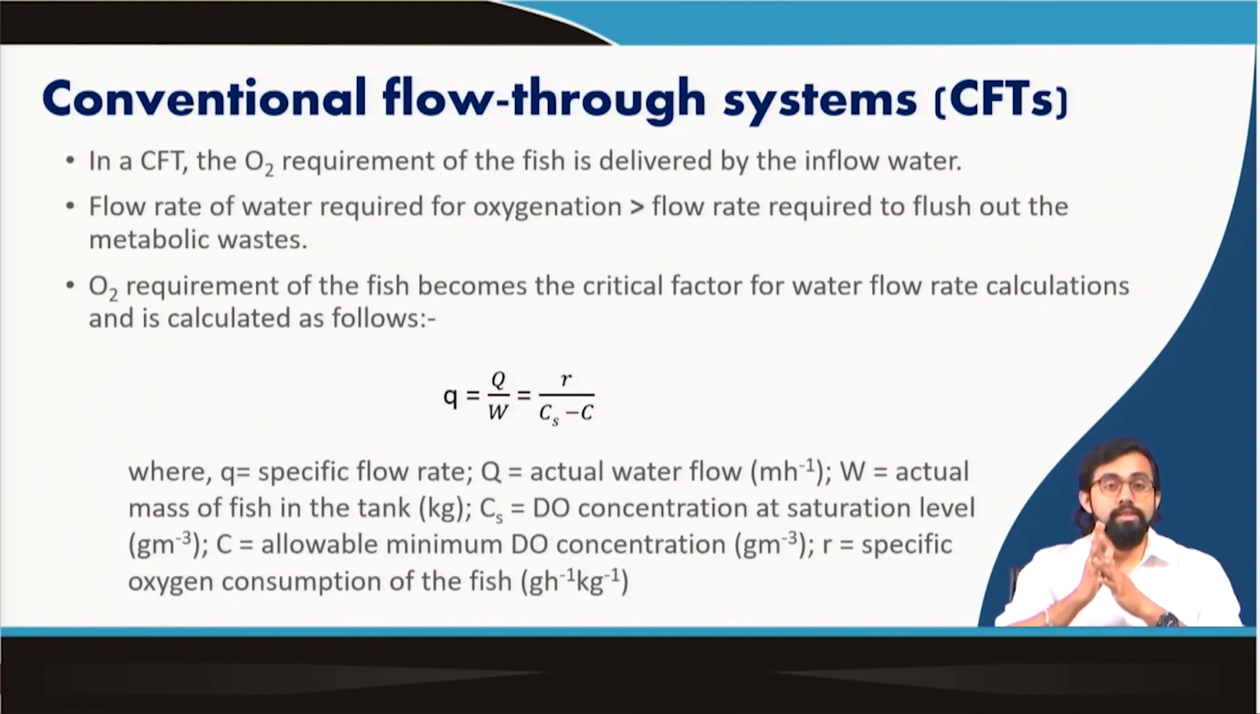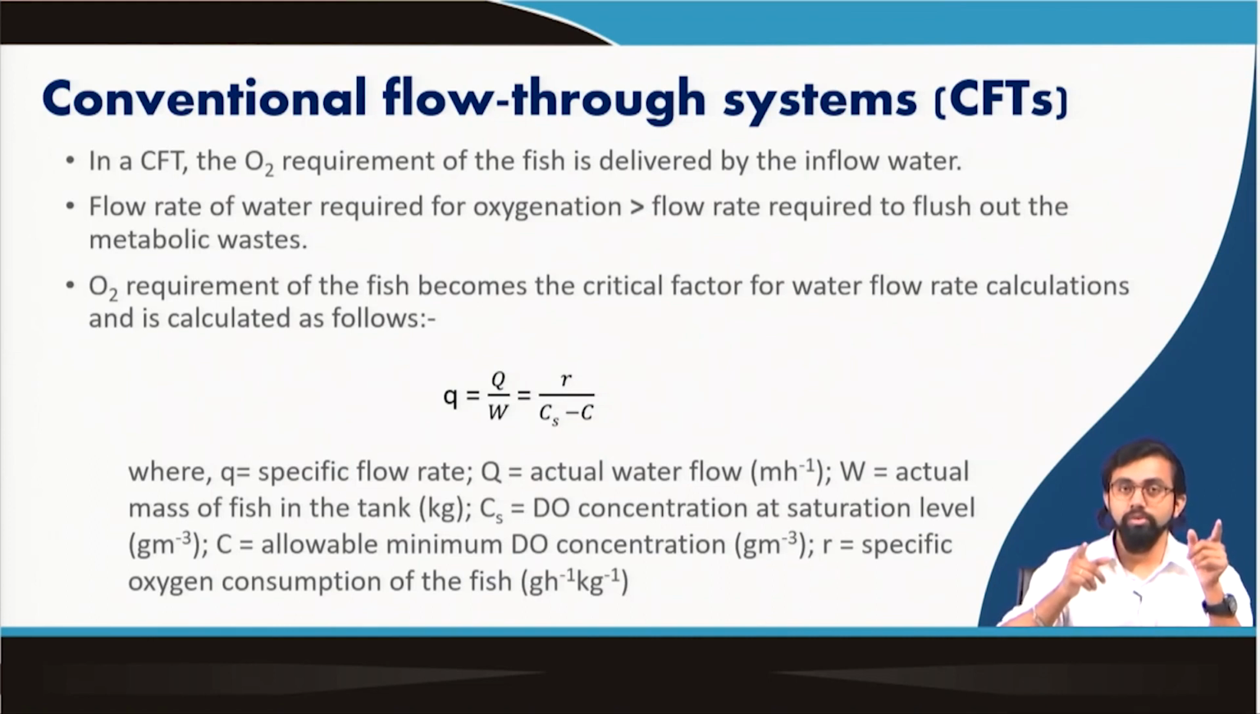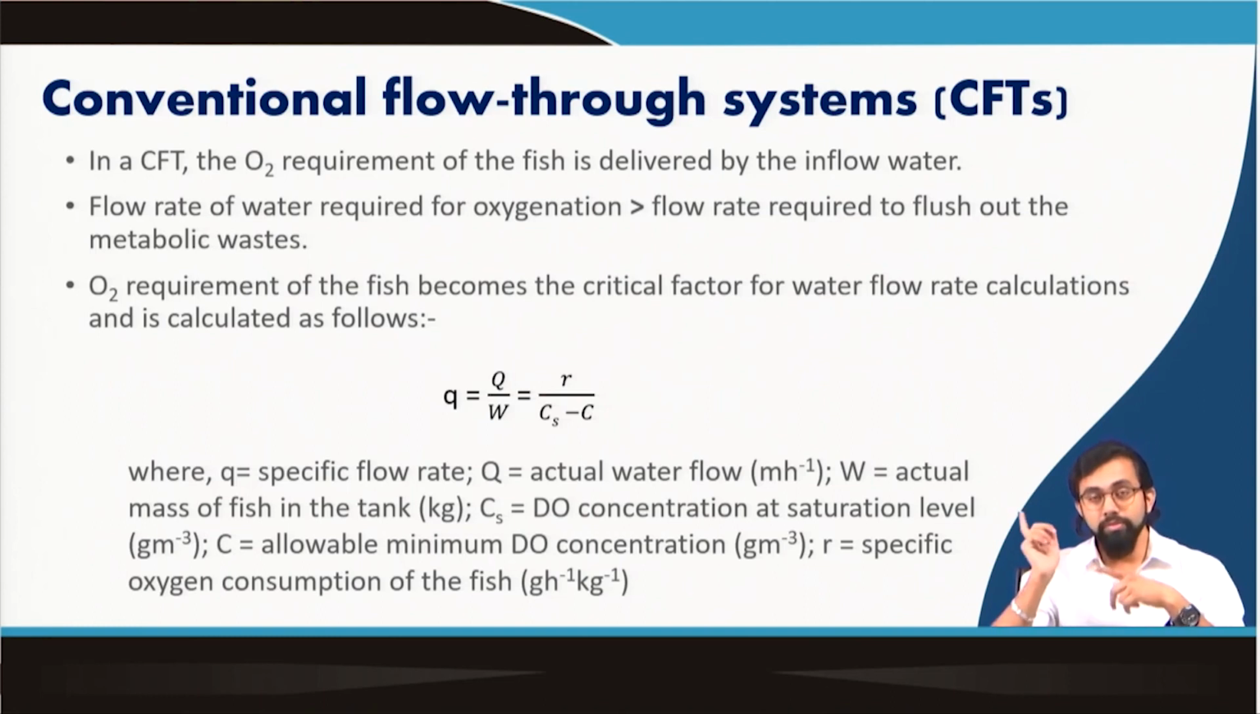Then C is the allowable minimum DO concentration. Suppose we have an allowable minimum DO concentration of around, say, 2 milligram per liter. Based on this value, the saturation value, and the specific oxygen consumption rate of the fish, R, which is gram per hour per kg in general, and that value we can easily find in the literature, from this equation you can easily calculate any unknown factor in your systems. You can get an idea about the actual water flow required in your system.